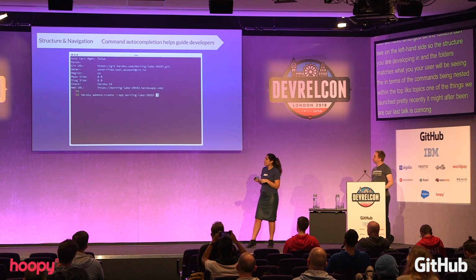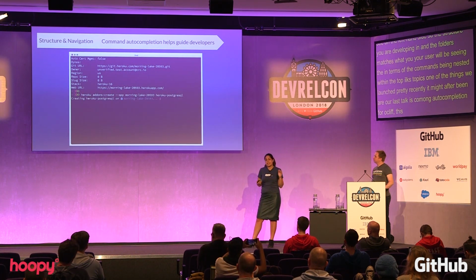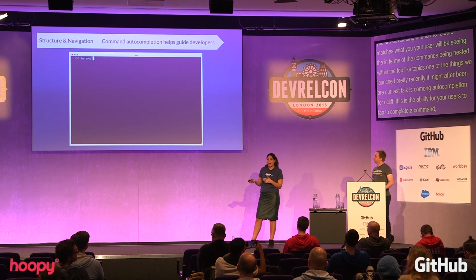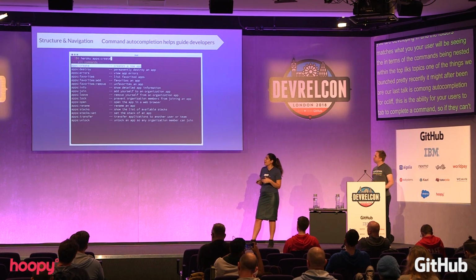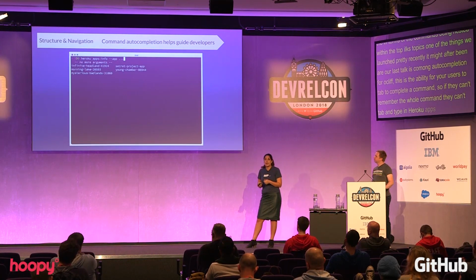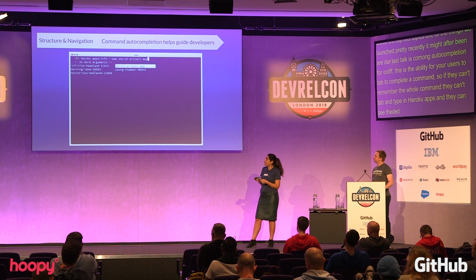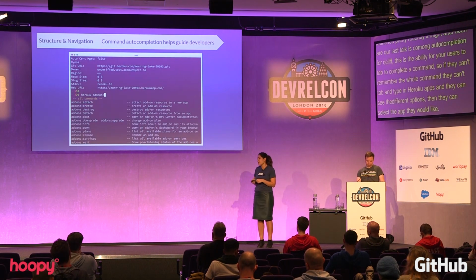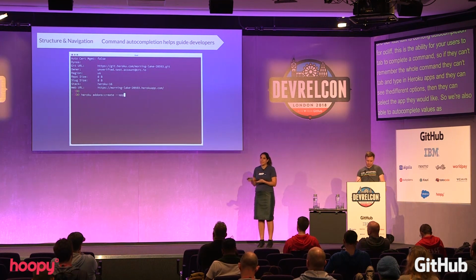One of the things we launched pretty recently, I think it might have been after our last talk, is command auto-completion for OClif. This is the ability for users to tab to complete a command. So if they can't remember the whole command, they can tab and type in Heroku apps, and they can see the different options. And then they can select the app that they'd like. So we're also able to autocomplete values as well as command names. And this is just one of the things that comes out of the box.